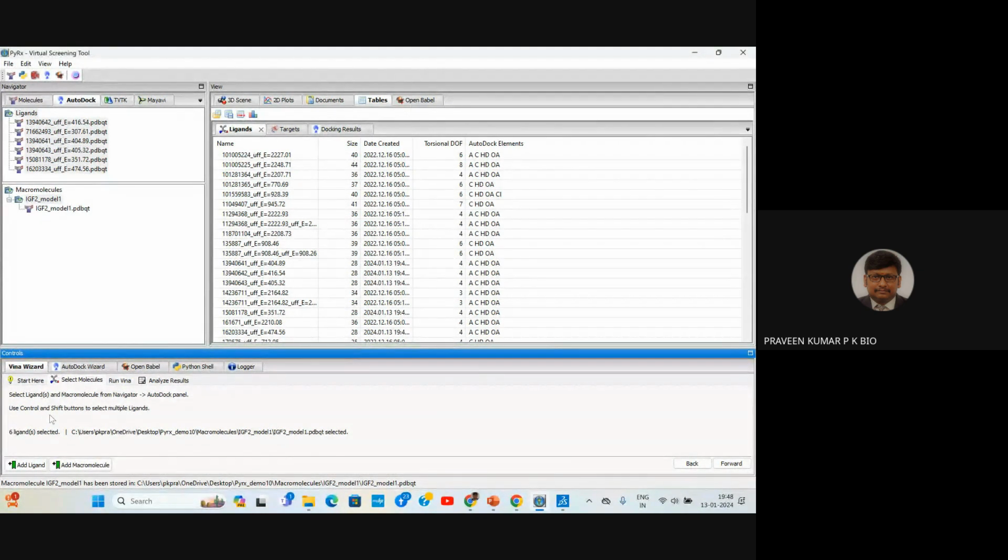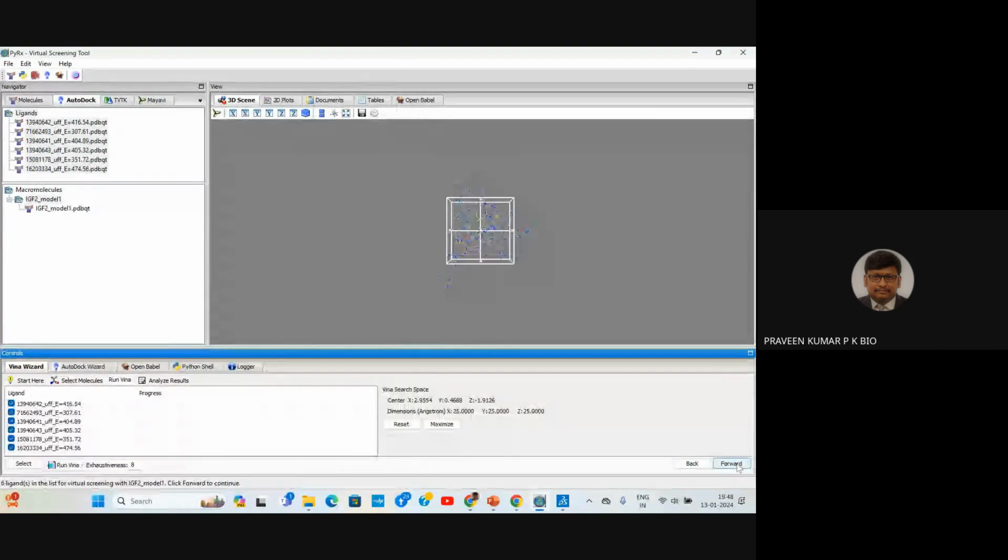Only if you select all 6 ligands and the protein receptor can you go for docking. So the next step is to click forward. If I click forward, I get a kind of grid box. In the grid box, you have to click this cube.